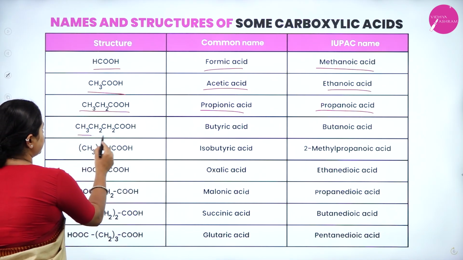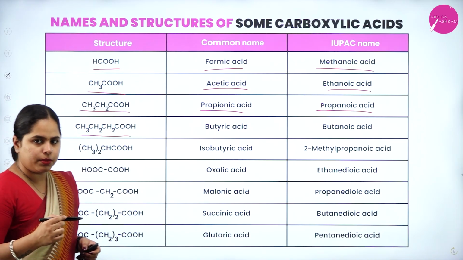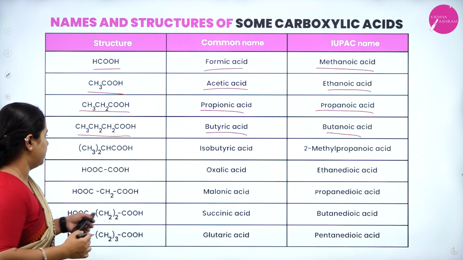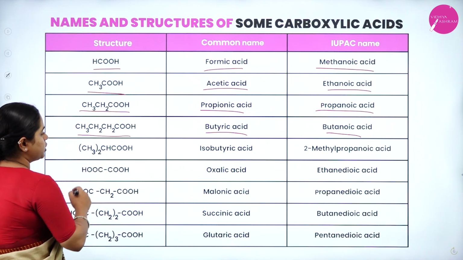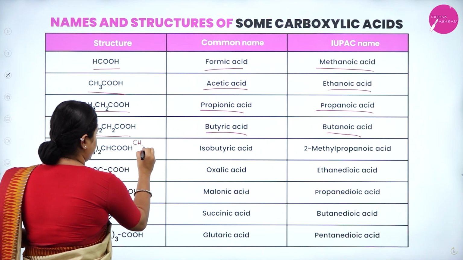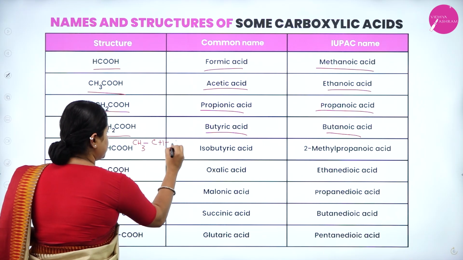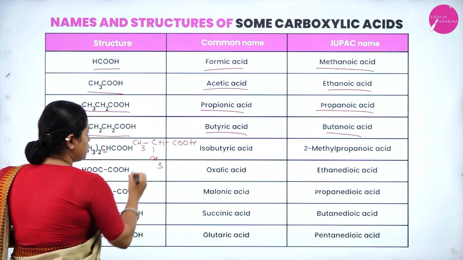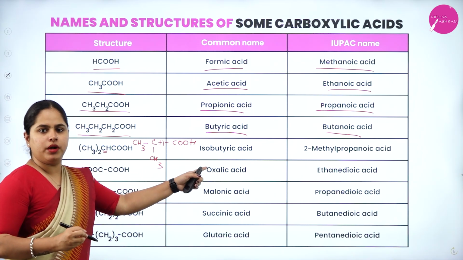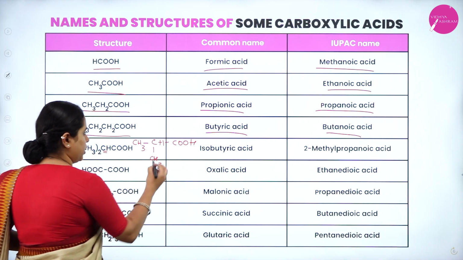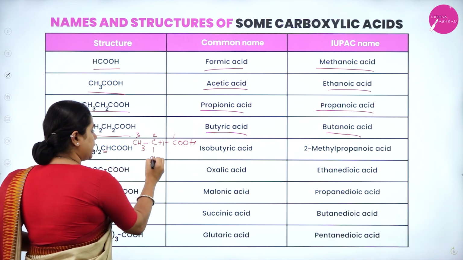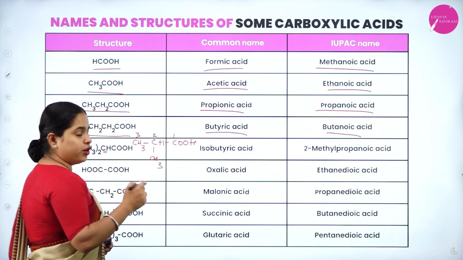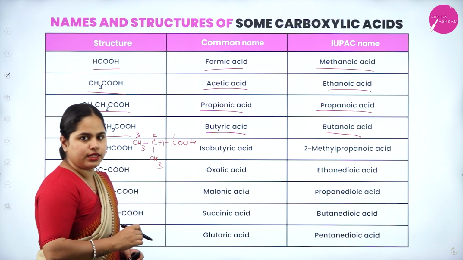The next one is CH3CH2CH2COOH, four carbon atoms. Of course it is butanoic acid, and it is called butyric acid in the common name. The next one you can see is (CH3)2CHCOOH. What does that mean? You have CH3, then CHCOOH, and on the second carbon atom itself you have another CH3. So how do you number it? The carboxyl group containing carbon atom should get the first priority, right? So it is 1, 2, 3. On the second carbon atom you have the methyl group, and the principal chain contains 3 carbon atoms.